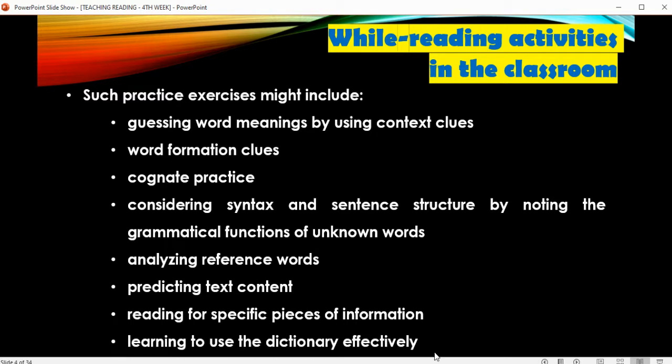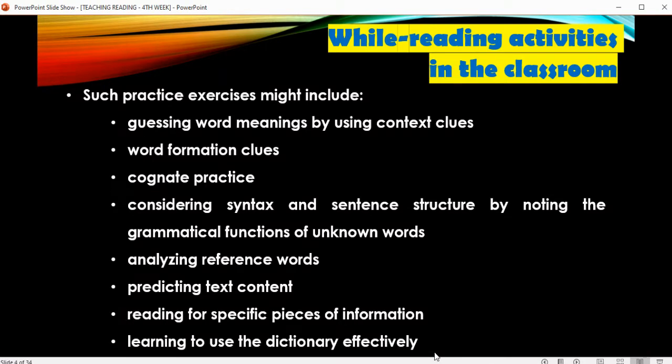And then we have here learning to use the dictionary effectively. Sometimes when they are going to use the dictionary, they use it just as a translator. But remember that we have to encourage our students to guess the meaning of words by using the context. But when it's necessary, they could use the dictionary, but remember that sometimes they don't use it in a good way. They just use the dictionary as a translator. They look up the translation of the word, and that's all. So remember, in a dictionary, we have a lot of information, not just a translation.